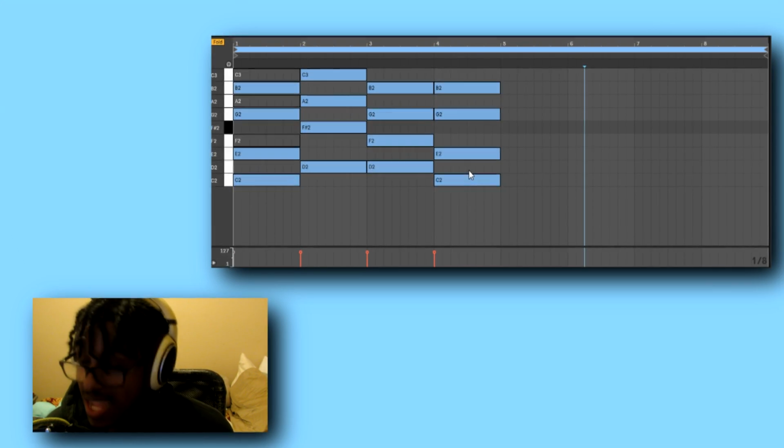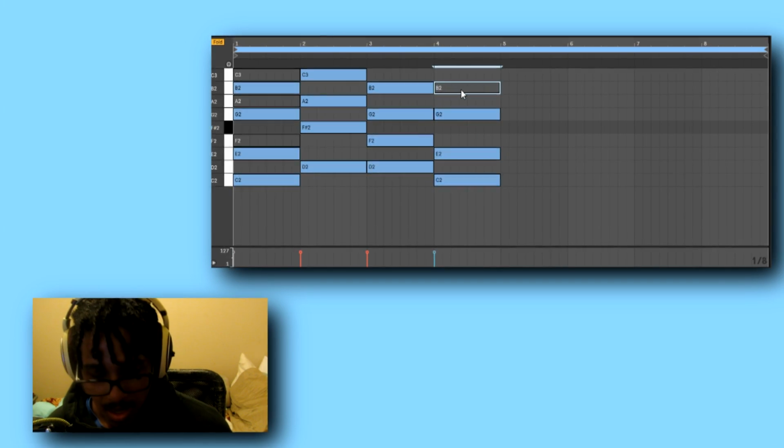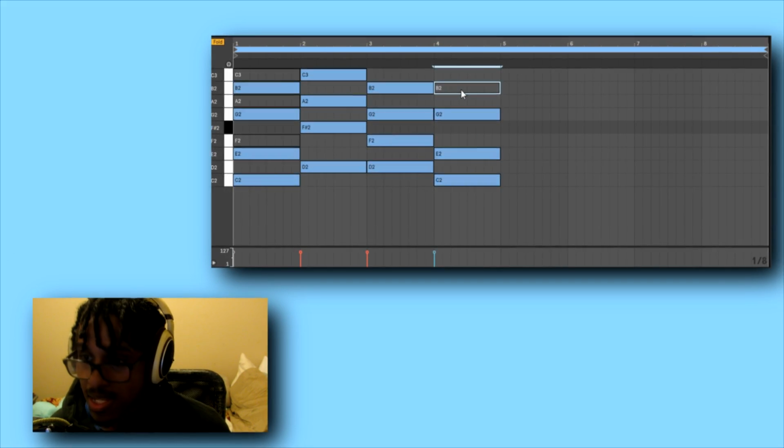So in this case, I have exactly that case. So what I have is a C major chord followed by a D major chord followed by a G major 7th chord followed by a C major 7th chord. So if I play this, you'll obviously see that it sounds fine.